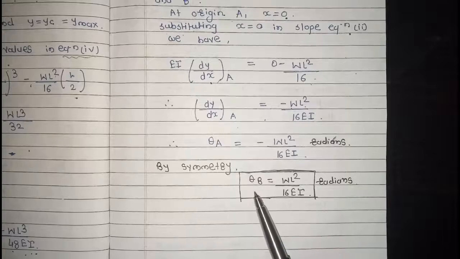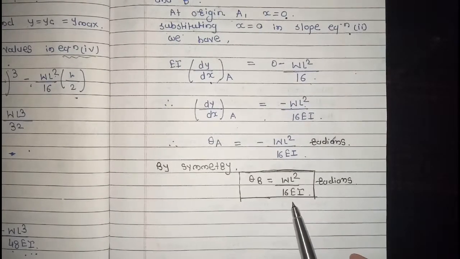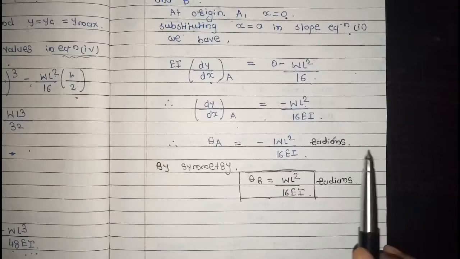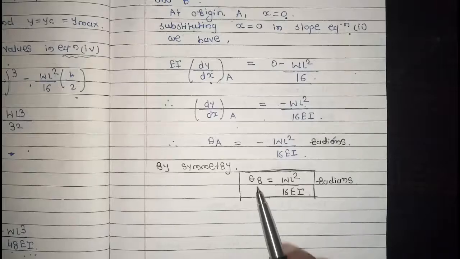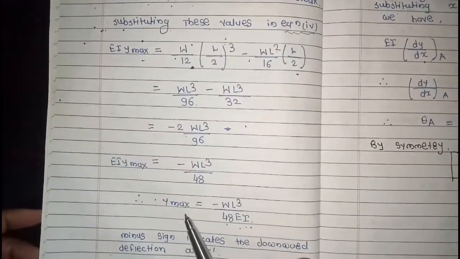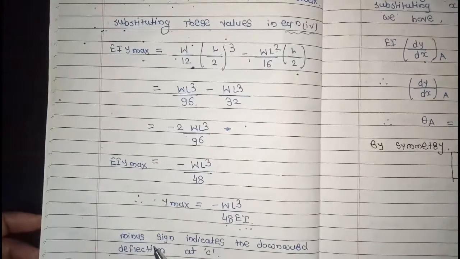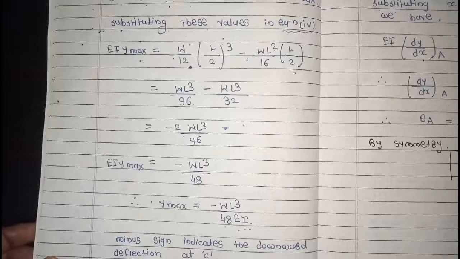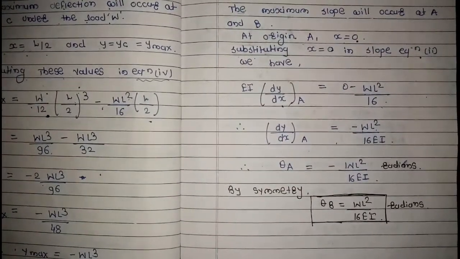So by symmetry, theta B is equal to wL squared by 16 EI radians. This is the equation of slope and this is the equation of maximum deflection. The negative sign indicates the downward deflection at point C. Thank you.